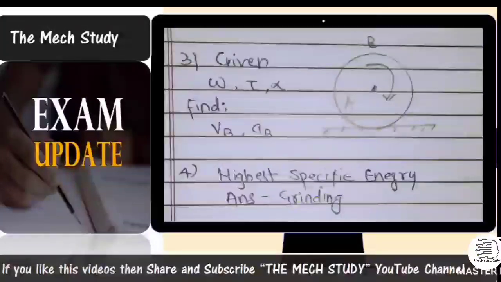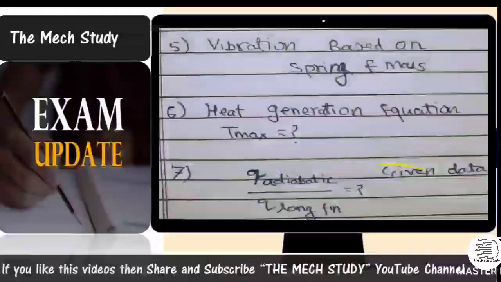Going with the next one, it is a cylinder which is rolling on a surface, where they have provided the data of I, omega and alpha, and you need to find the velocity and acceleration at that point. The next question is related to production, where you need to calculate the highest specific energy, and four options are given.